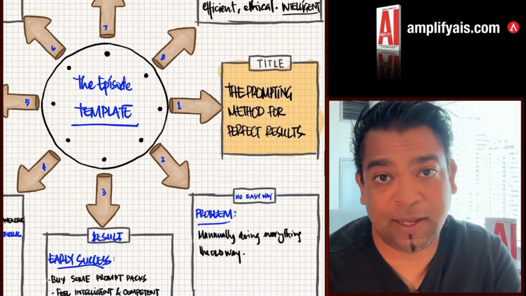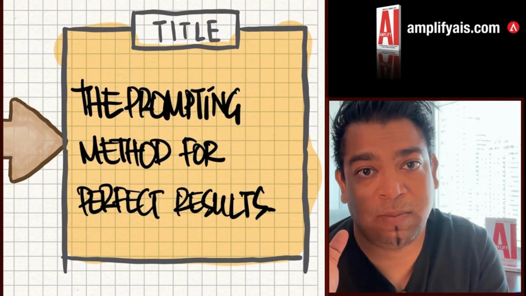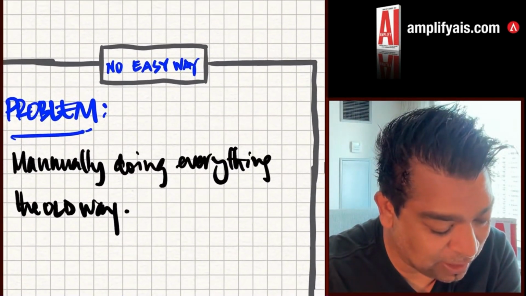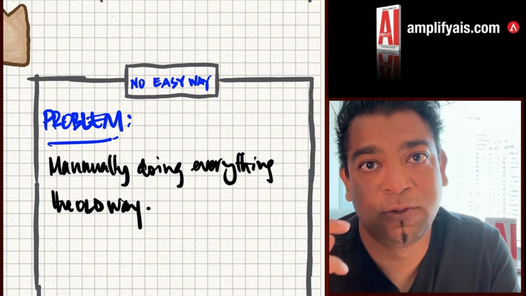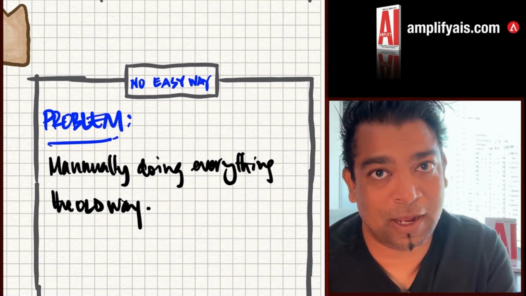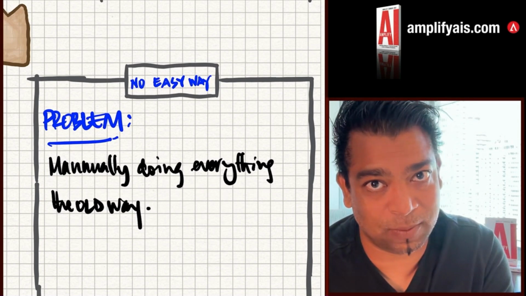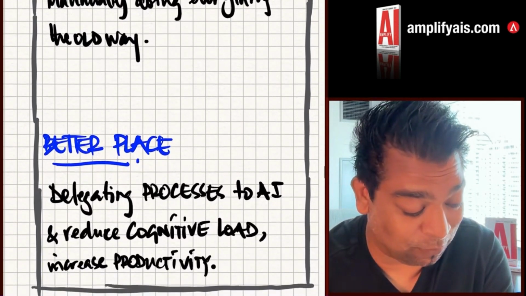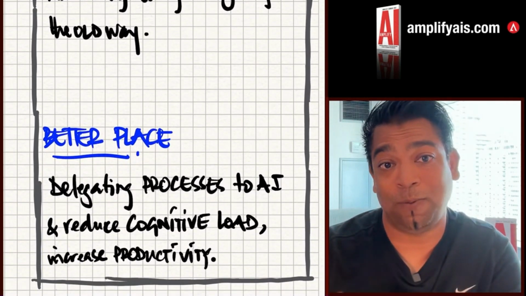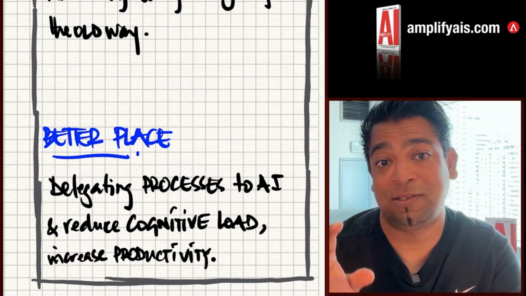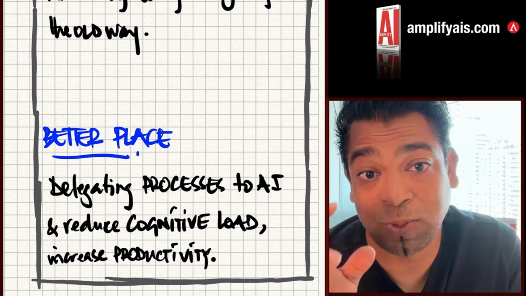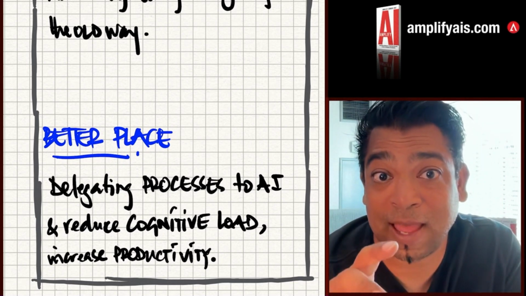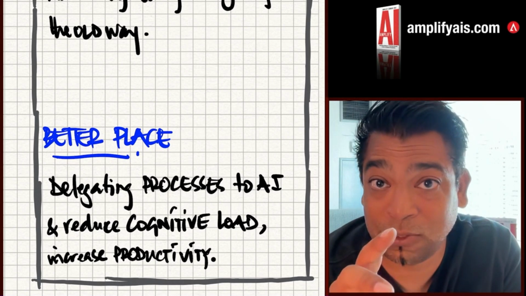The idea here today is I'm going to get to the prompting method for perfect results. And we hear this a lot. A lot of people say, this is just too hard to get the results I want out of artificial intelligence. It doesn't do what I want, so I'm going to go back and do it the old way. And we want to avoid that. And I promise you there's a better way to do this, to delegate your processes to AI, to reduce your human cognitive load, and to increase productivity so that you can do the things that actually matter. And that is what I promise you in this video.